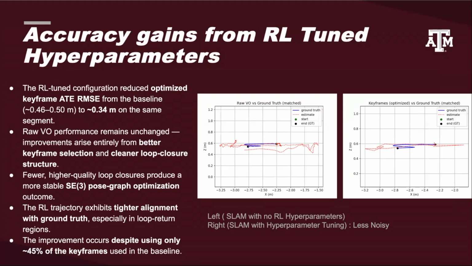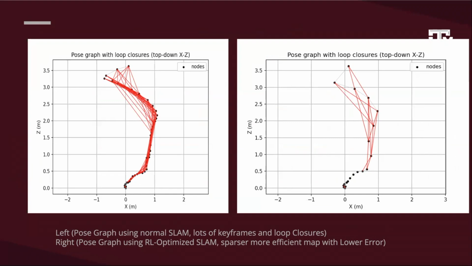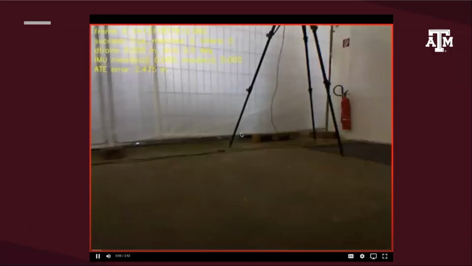Trajectory plots show visibly tighter alignment with ground truth, especially in revisited areas. The RL pose graph is sparser and contains only high-confidence loop closures, making SE3 optimization more stable. Keyframes align more closely with true motion rather than arbitrary spacing rules. The visualization and short video illustrate how VO inliers, keyframe decisions, and loop closures occur along the trajectory.